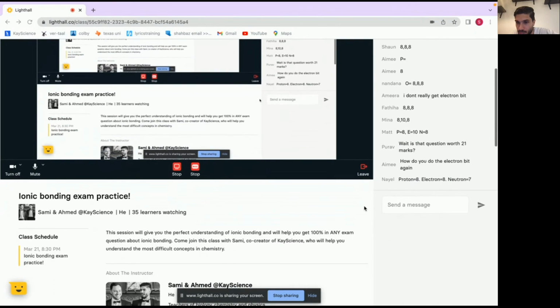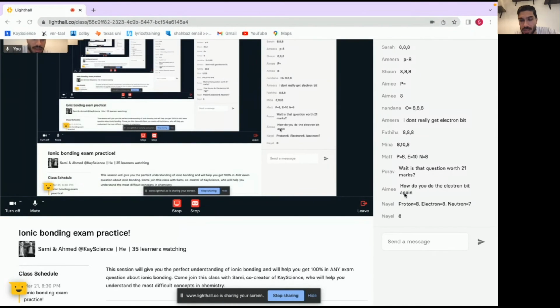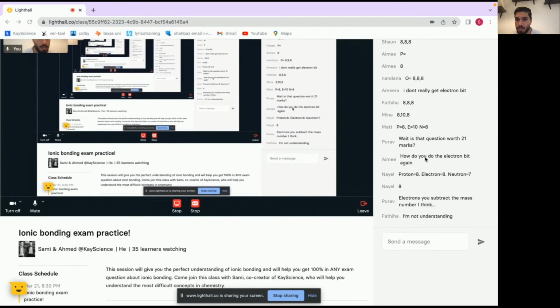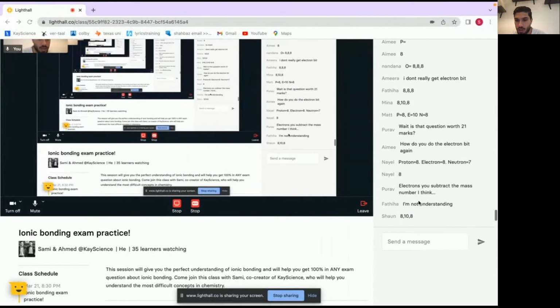8, 10, 8. Amy, the electron orbit rule is 2 electrons on the first shell, 8 electrons on the second shell, 8 electrons on the third shell, and then it's actually 18 electrons on the fourth shell. Good.